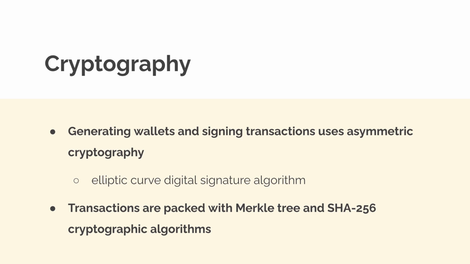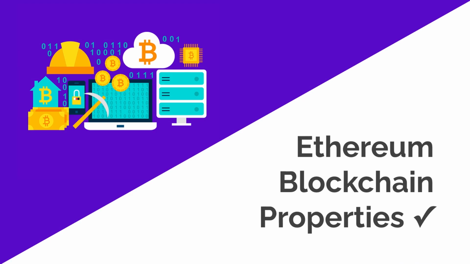Transactions are packed with the cryptography algorithms Merkle tree and SHA-256 as well. And those are the properties of the Ethereum blockchain. Coming up next, we're going to continue our overview of blockchain, and then later we will get into building projects.